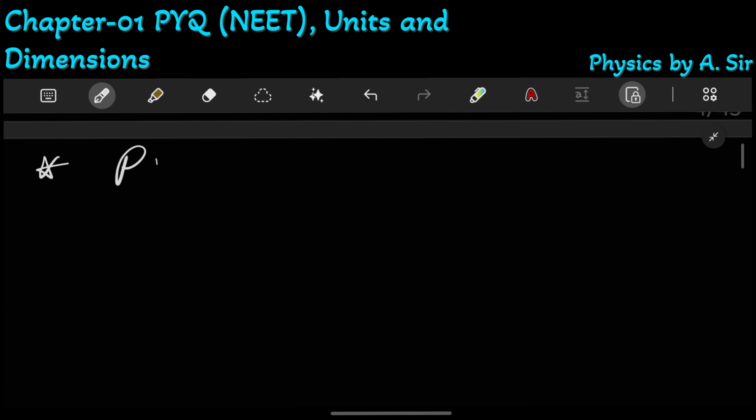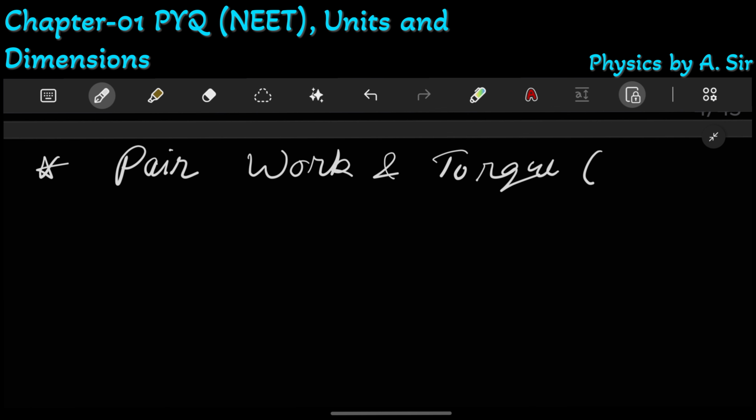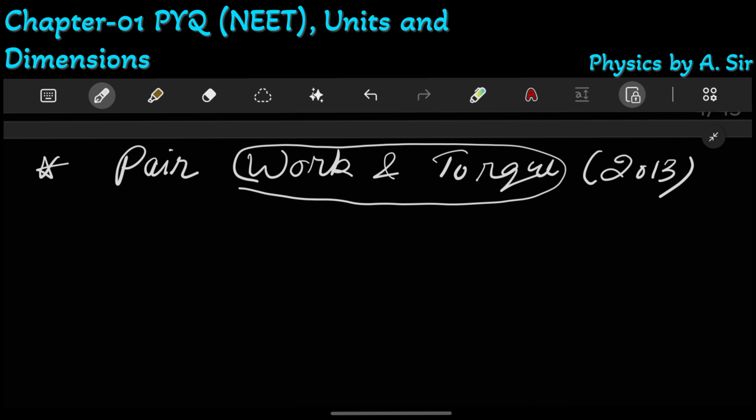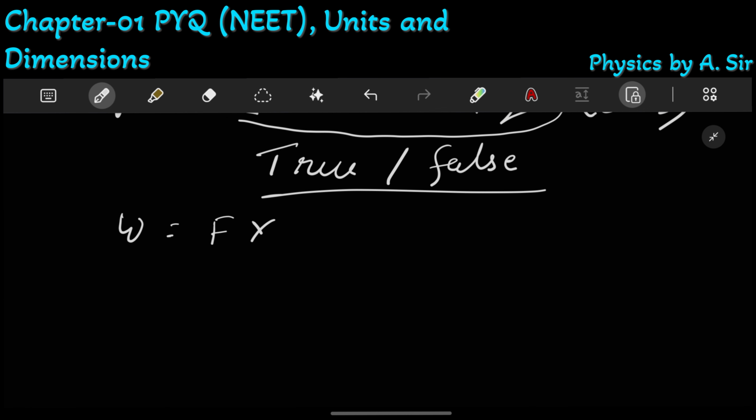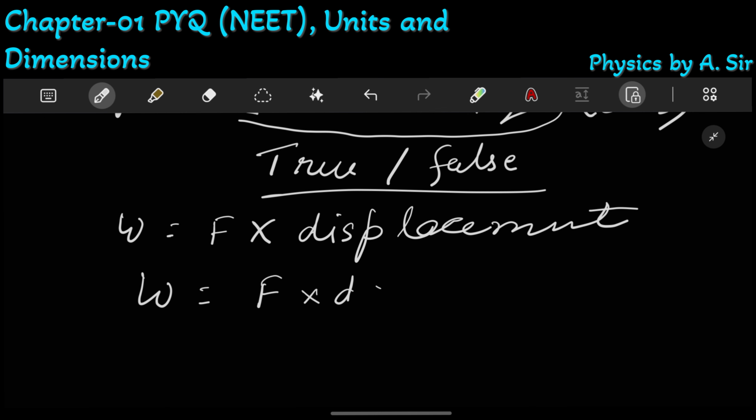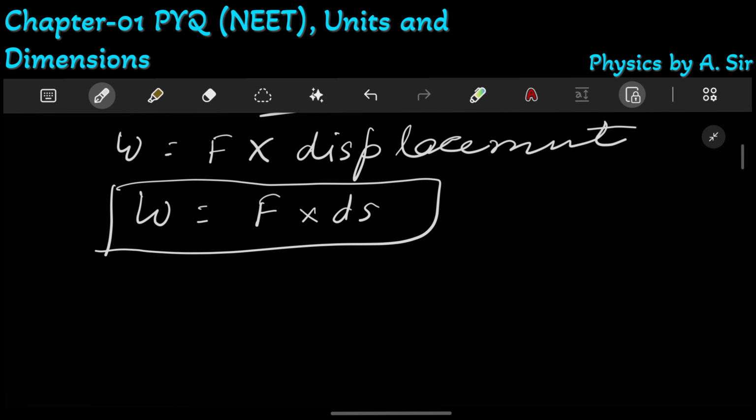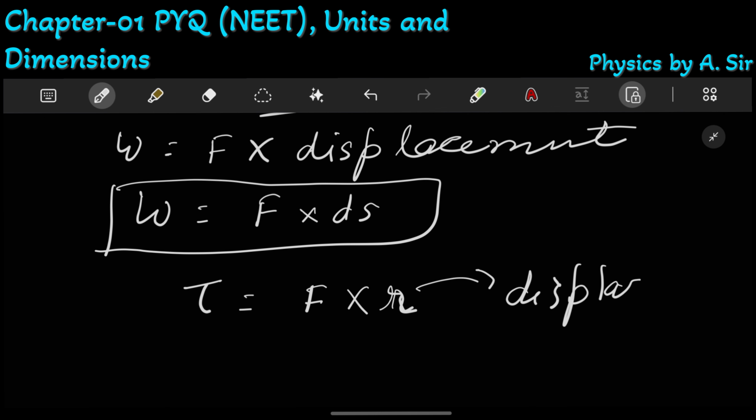Next is a pair. We are given a pair of work and torque, and it came in 2013. He asked whether both of them have the same dimension or not, true or false. Let's see. Work is force into displacement. I'm sure you have read this formula. And torque is force into radius. Radius has the same dimension as displacement. It means these two have the same dimensions.